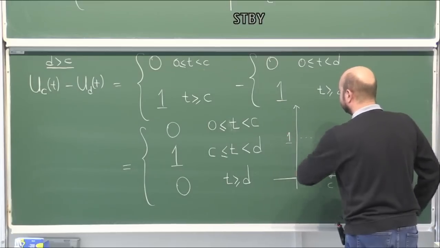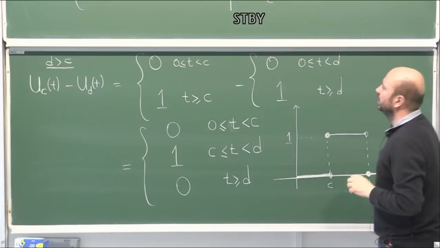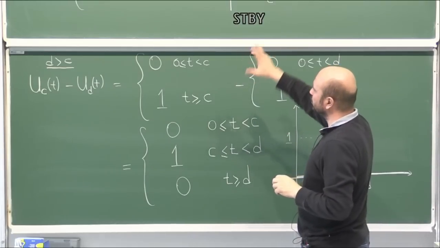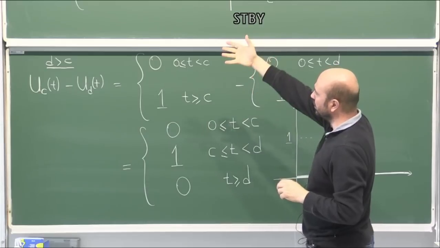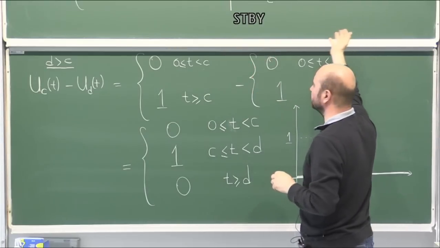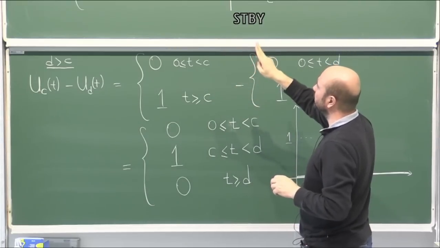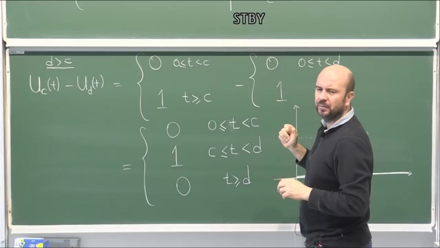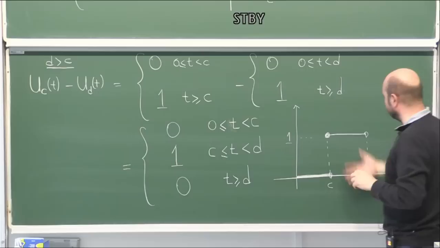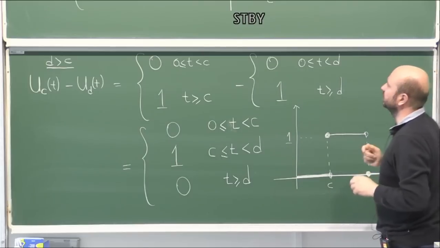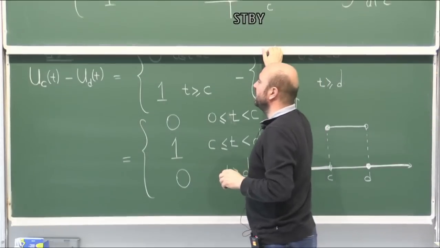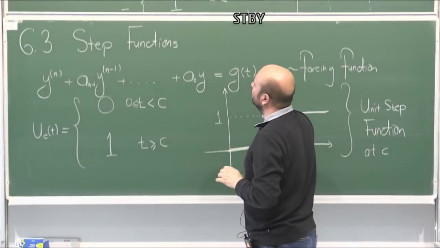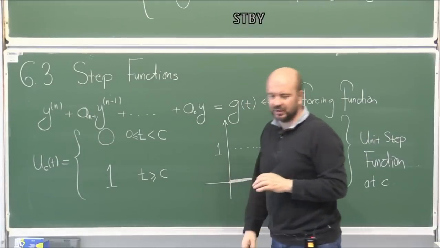All right. So these are just two step functions I drew. U_c, our basic unit step function, and then I took two step functions and subtracted them. And from that, I got the following two graphs. Now, why do I care about these unit step functions?